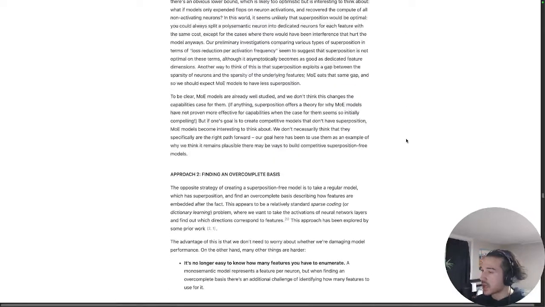To be clear, MOE models are already well studied, and we don't think this changes the capabilities case for them. If anything, superposition offers a theory of why MOE models have not proven more effective for capabilities when the case for them seems so initially compelling. But if one's goal is to create competitive models that don't have superposition, MOE models become interesting to think about. We don't necessarily think that they significantly are, or that they specifically are the right path forward. Our goal here has been to use them as an example of why we think it remains plausible there may be ways to build competitive superposition-free models.